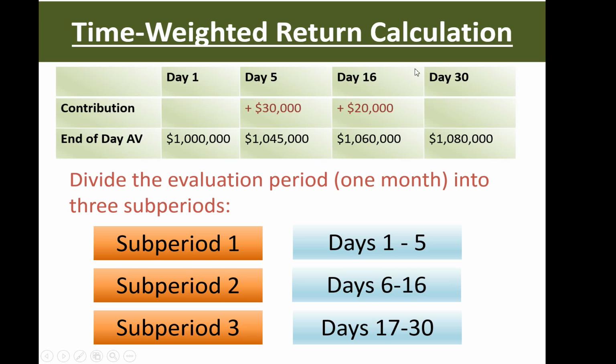Well, the first step is to always divide the evaluation period, which is 1 month in this case, into sub-periods. And the sub-periods will be dictated by when the intermediate cash flows occurred. So since we had 2 cash flows at day 5 and day 16, our sub-period will be divided based on the period when we had no cash flows occur. So sub-period 1 will be days 1 through 5, sub-period 2 will be days 6 through 16, and then sub-period 3 will be days 17 through 30.